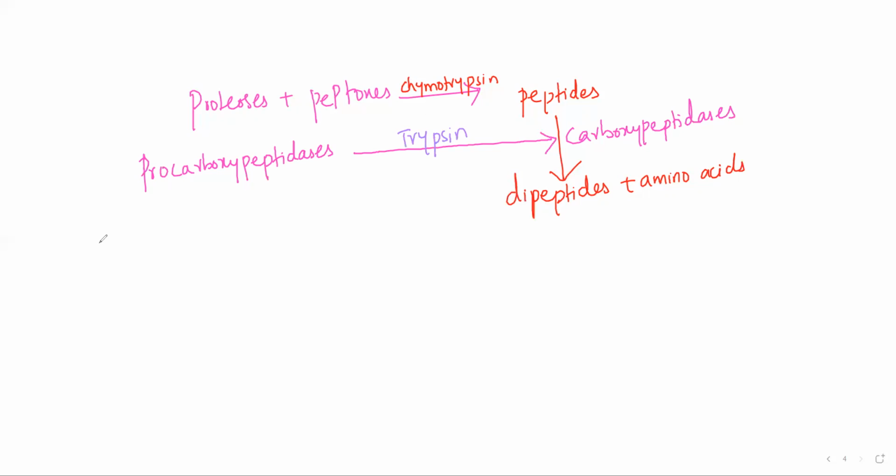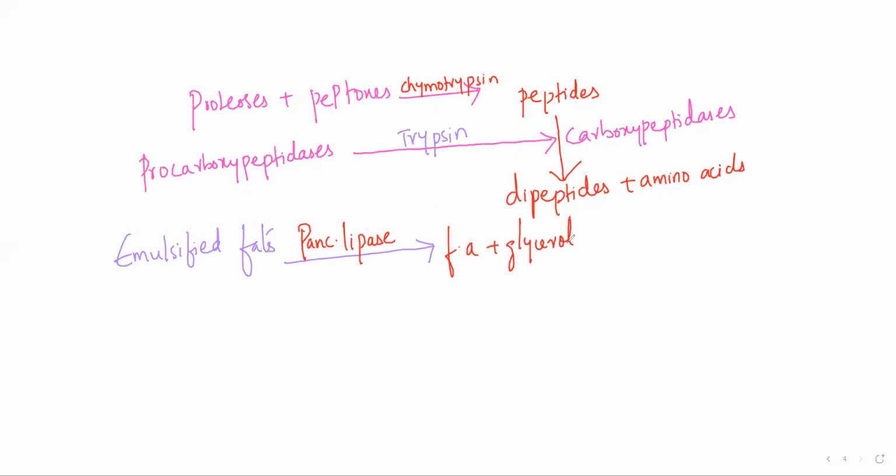And next, coming on to fat digestion, children, here we are going to have pancreatic lipases. So the emulsified fats are coming from here. We have seen that the bile salts along with the monoglycerides have emulsified the fats. Now these emulsified fats will be acted upon by the pancreatic lipases. This is the enzyme which acts on these emulsified fats and converts them into fatty acids, glycerols and monoglycerides.